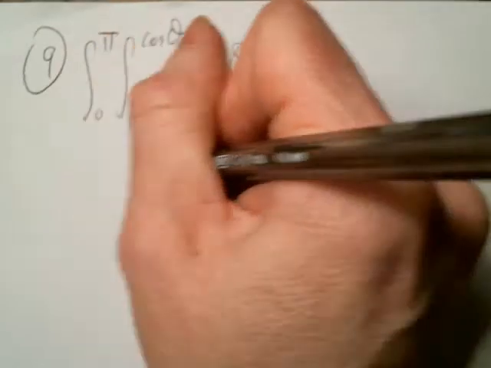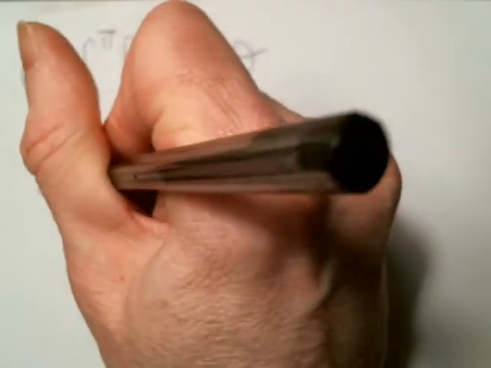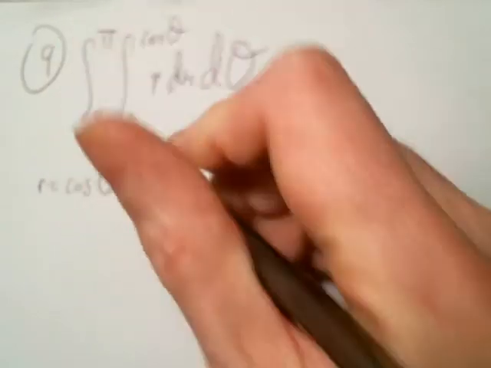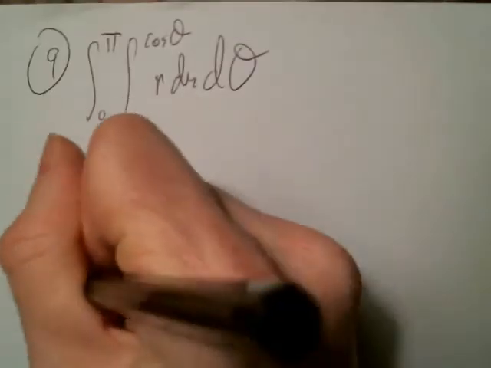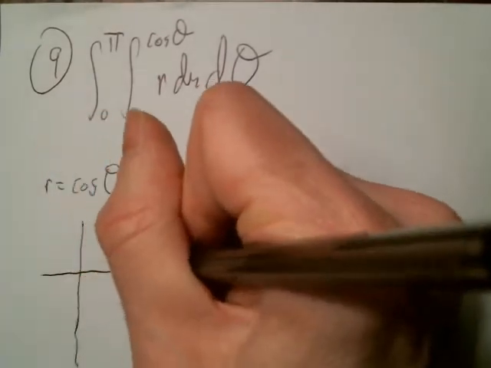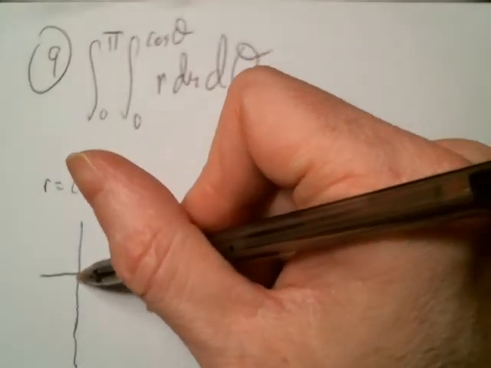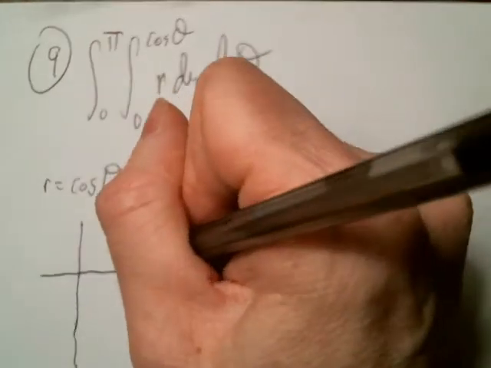Okay, so r equals 0 is the origin. r equals cosine theta is one of our shifted circles. Okay, in particular, what is it? Well, cosine will start out here at 1 and then die to 0 and then come back around. Okay, so it's going to be this curve.